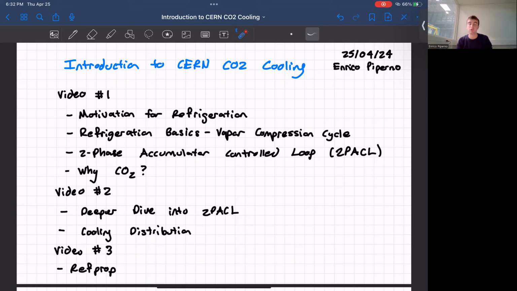Then I'll be discussing some refrigeration basics, such as the vapor compression cycle and the CERN unique refrigeration cycle, which is the two-phase accumulator control loop, or 2PACL. And finally, I'll be discussing why we use CO2 as a refrigerant. In the second video, I'll be giving a deeper dive into 2PACL and discussing how cooling is distributed. And finally, I'll be giving another video introducing REFPROP, an engineering software that can be used to extract thermodynamic properties of refrigerants.